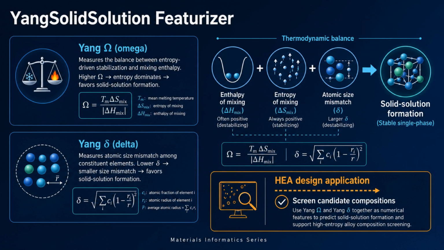The Yang solid solution featurizer calculates 2 parameters for predicting solid solution formation in high-entropy alloys: omega, which balances mixing entropy against mixing enthalpy, and delta, which measures atomic size mismatch. Together, they predict whether elements will form a stable solid solution or phase separate. It's specifically designed for HEA design applications.